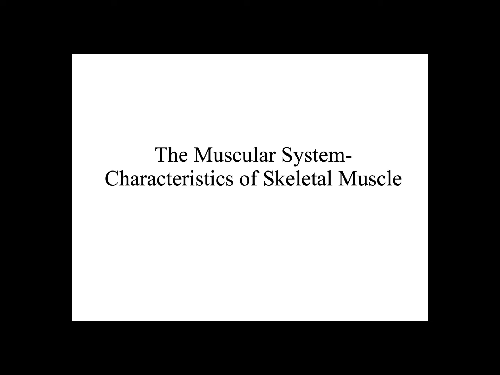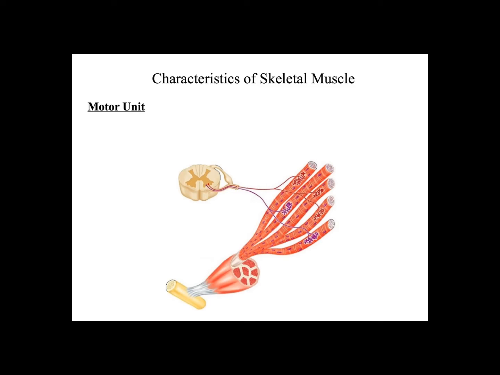In this lecture of the muscular system, we're going to talk about the characteristics of skeletal muscle. First, we have to remember that muscle is a unique tissue. And what makes muscle tissue unique is that it has the ability to contract or shorten in length when stimulated by an electrical impulse. And that electrical impulse, or action potential, will specifically come from a motor neuron.